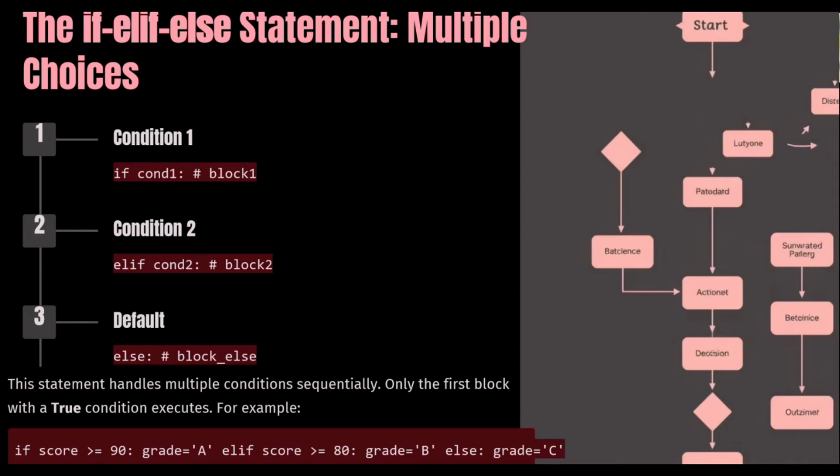You can see the example here: if score is greater than or equal to 90, grade is A; elif score is greater than or equal to 80, grade is B; else grade C. Simply understand it for now, and I'll explain it neatly in the program.